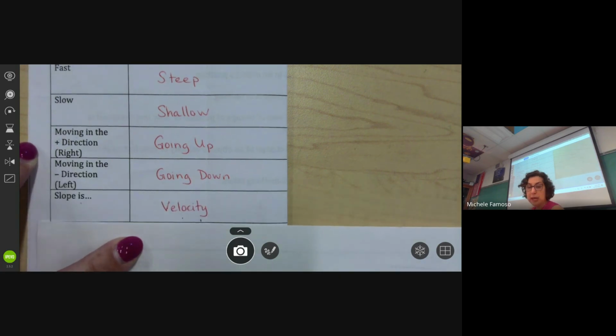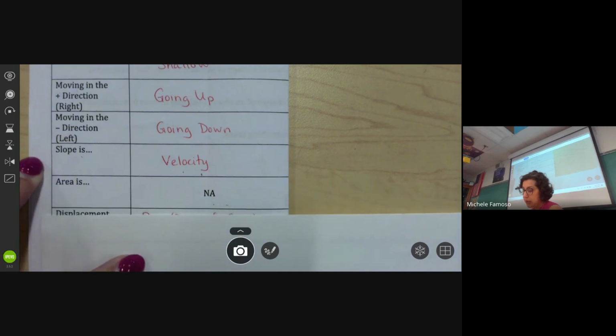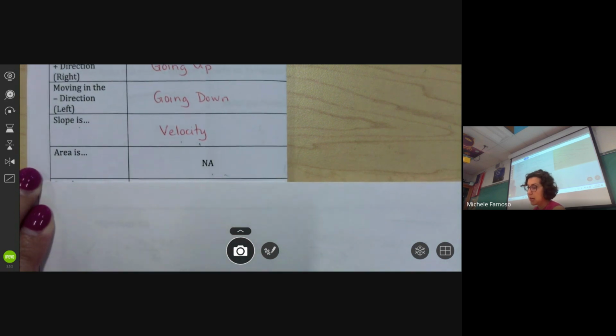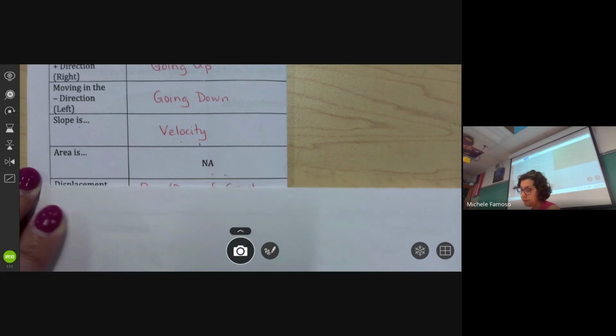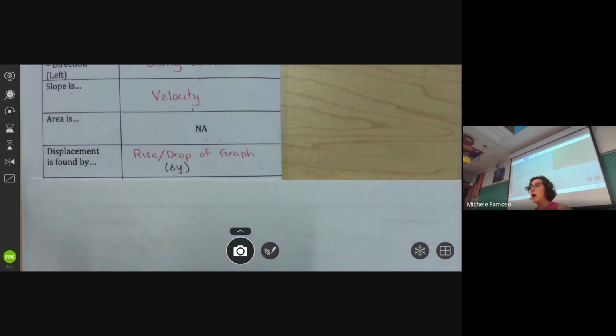If you're looking at the slope of the graph, you would be finding the velocity. If you're calculating an area, which we won't ask you to do, so that's why it says NA, you will not be asked anything about area for a position time graph. Then if I ask you to find the displacement, you look at the rise or the drop of the graph, the change in the y coordinates, in other words.